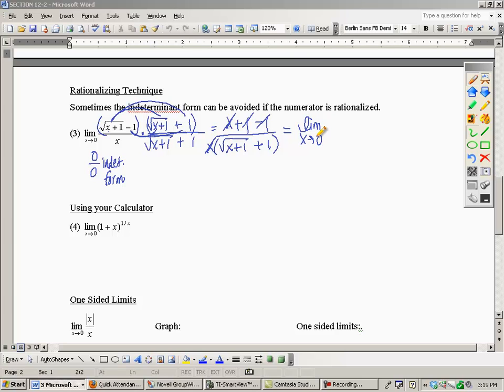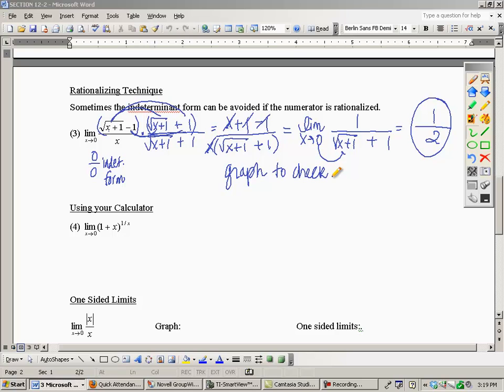The limit as x approaches 0 of 1 over the square root of x plus 1 plus 1. Once I'm here, the question is, can I do direct substitution? Well, sure. If I plug this in, I get 1 over the square root of 1, which is just 1. So 1 plus 1 makes 2. I get 1/2. And again, what you should be doing is graphing it in order to check.